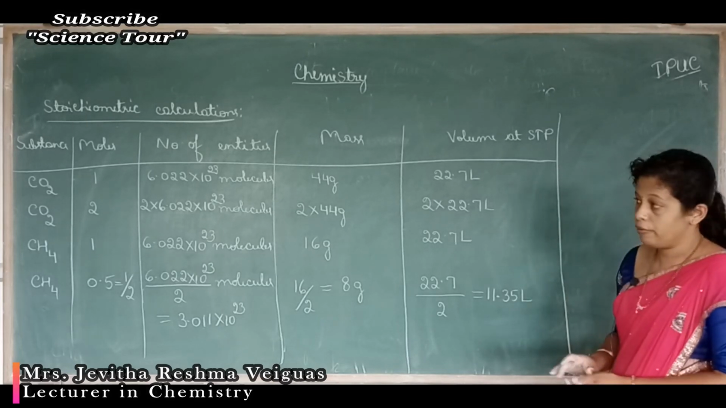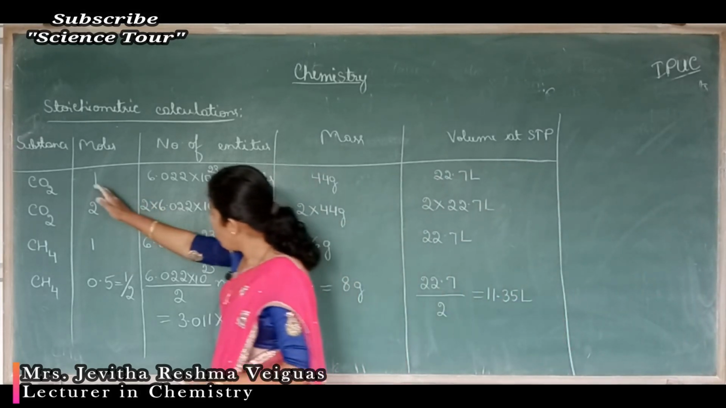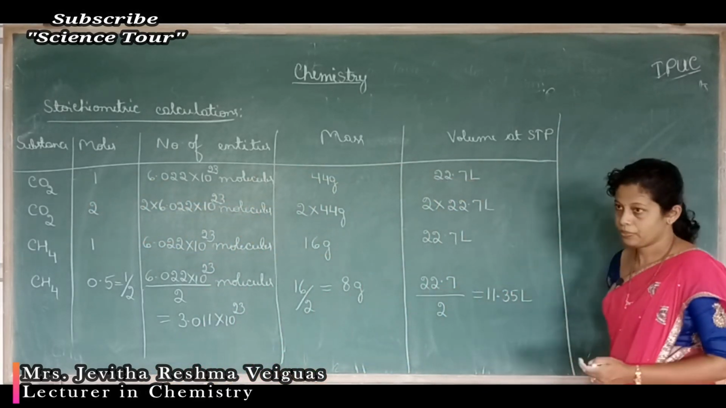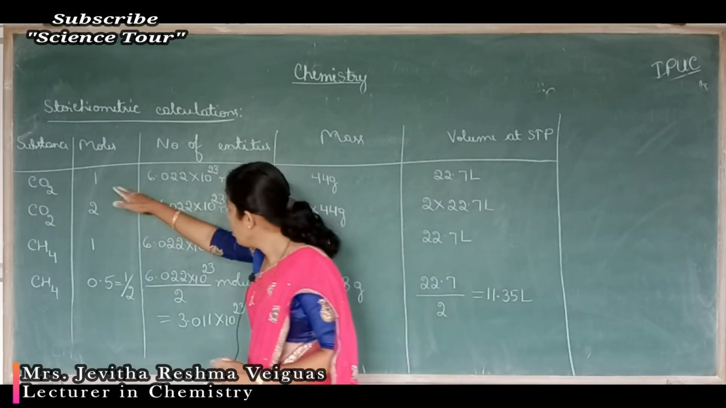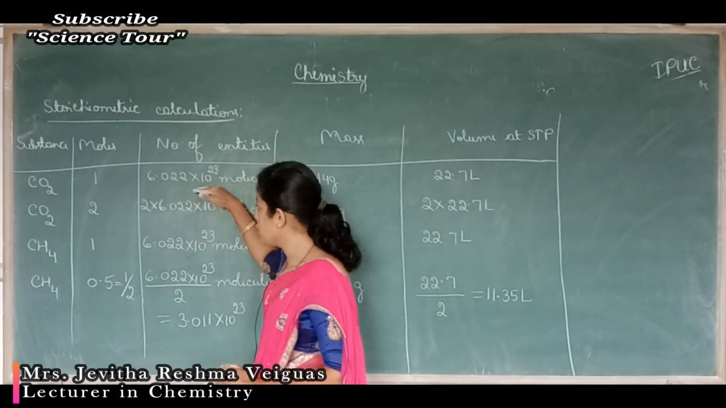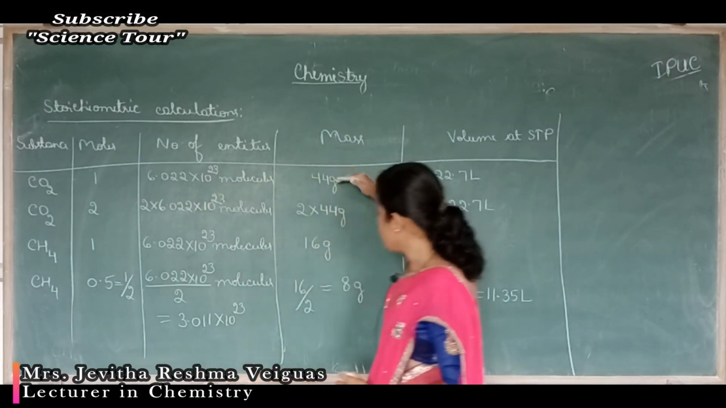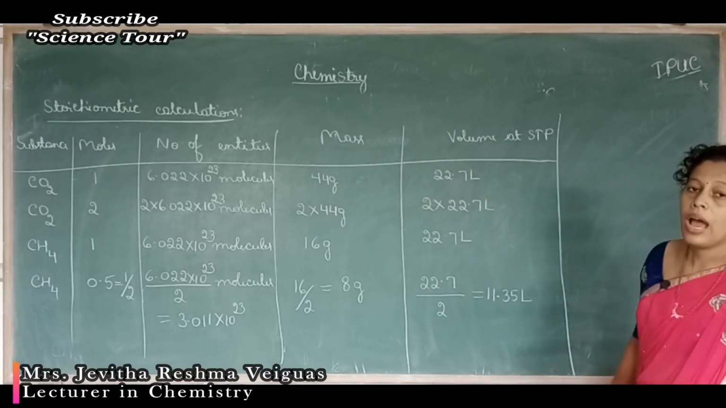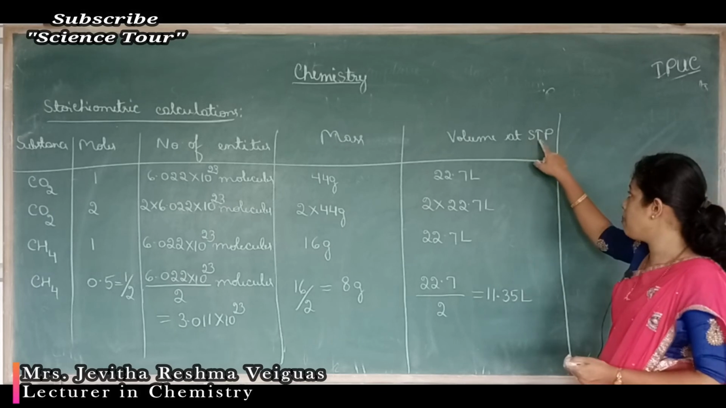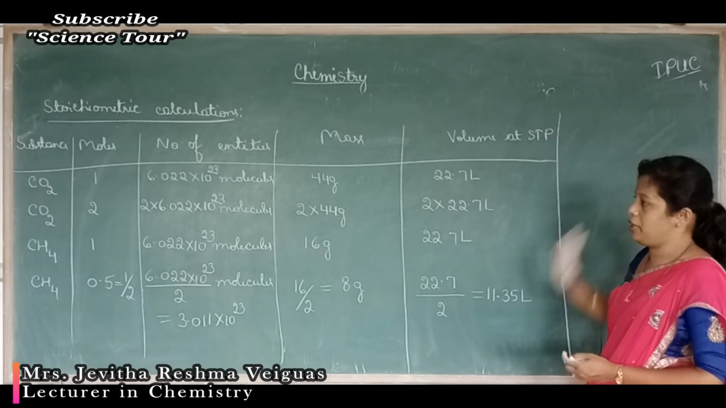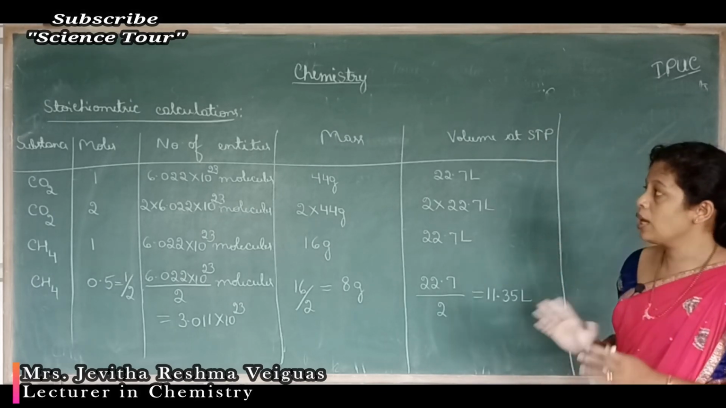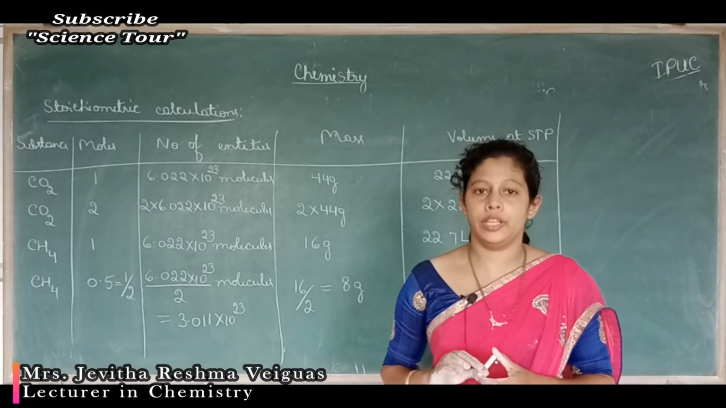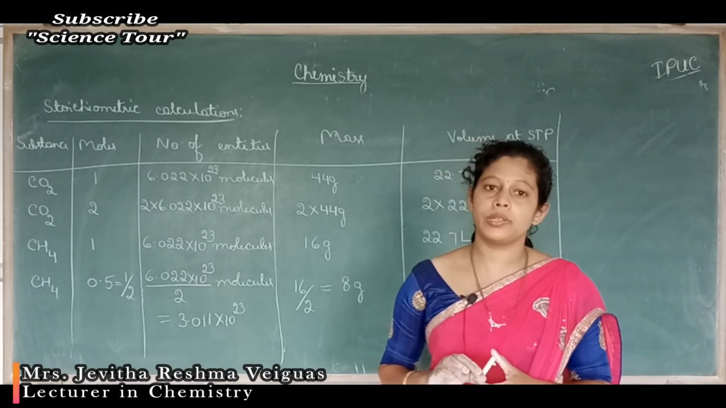So this is how you must know how to relate moles to entities, mass and volume. 1 mole is equal to 6.022 into 10 to the power 23 entities, which is equal to molar mass, which is equal to 22.7 liter at STP. STP means the standard temperature and pressure. So this is all about the mole concept and stoichiometric relations and stoichiometric calculations.